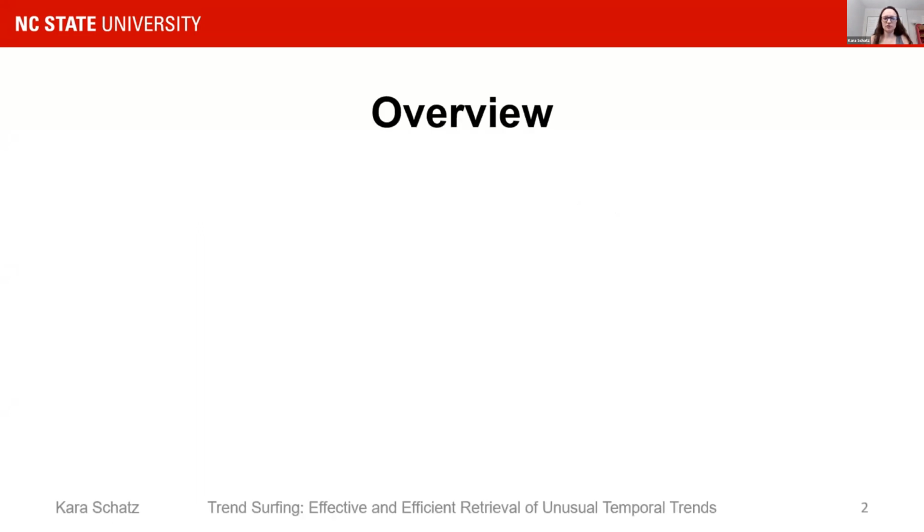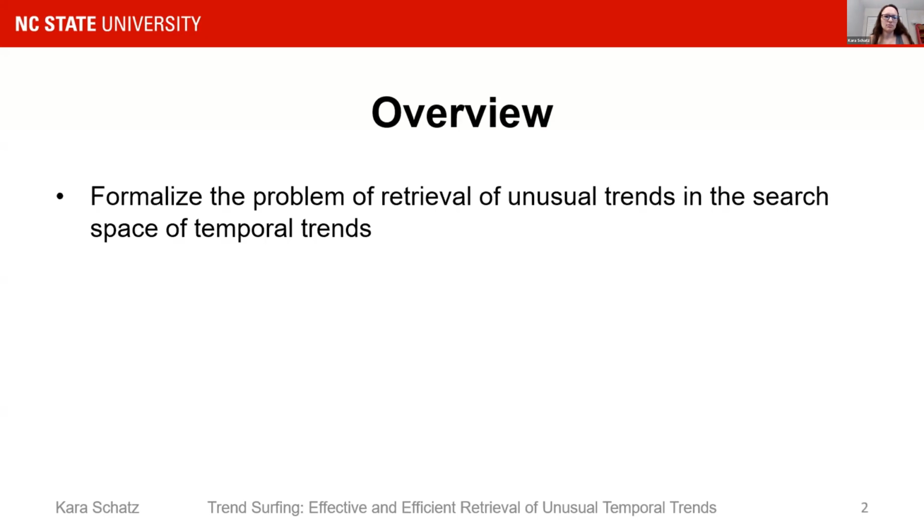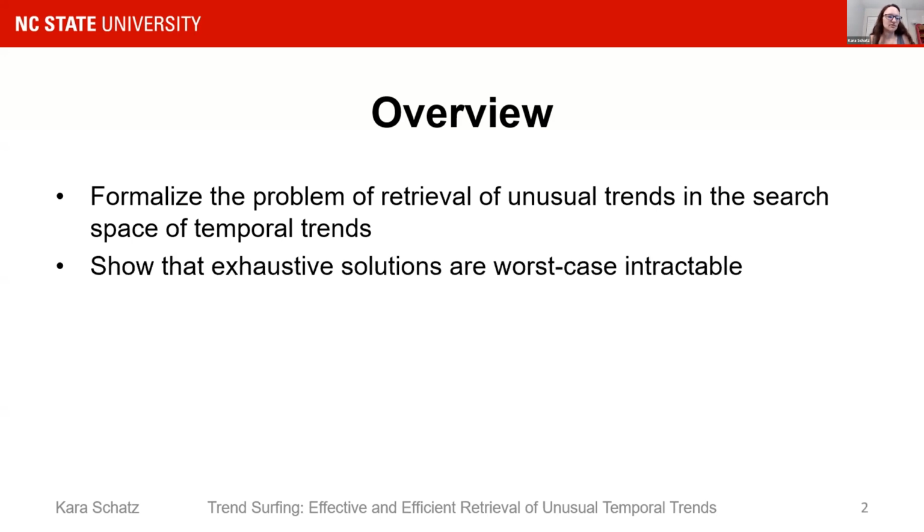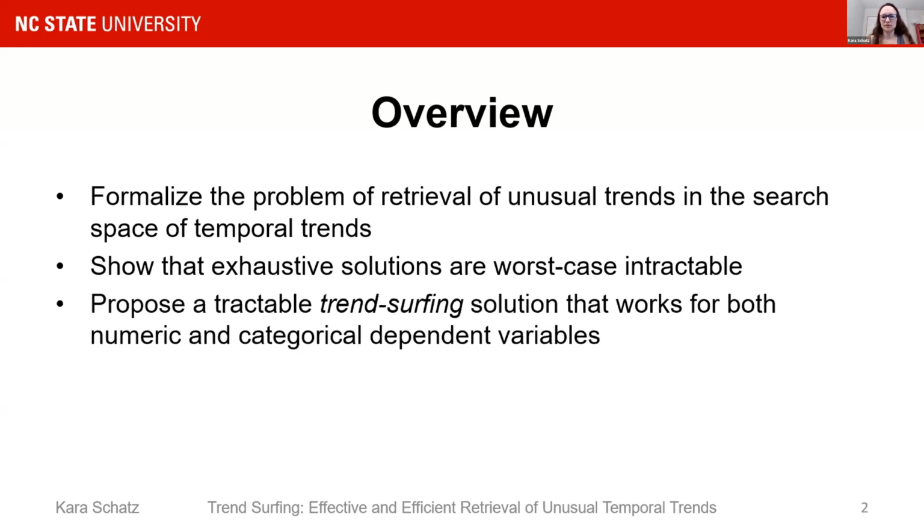So first, I'll give an overview of our work and what we accomplished. We formalize the problem of retrieval of unusual trends in the search space of temporal trends, which I'll describe. We show that exhaustive solutions to this problem are worst case intractable, and so we propose a tractable trend surfing solution that works for both numeric and categorical dependent variables.